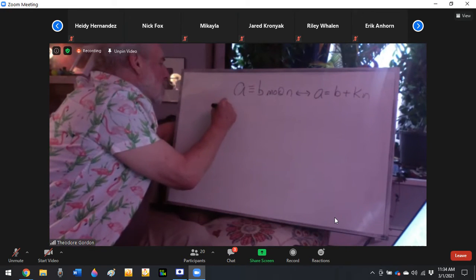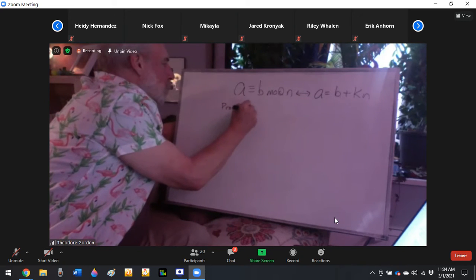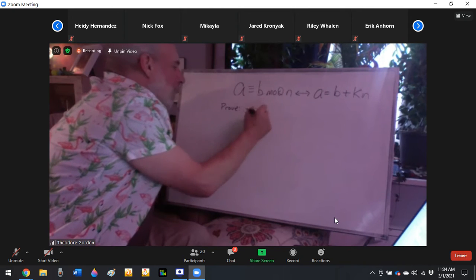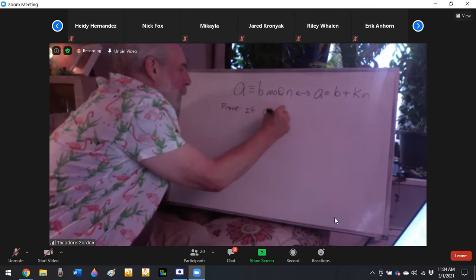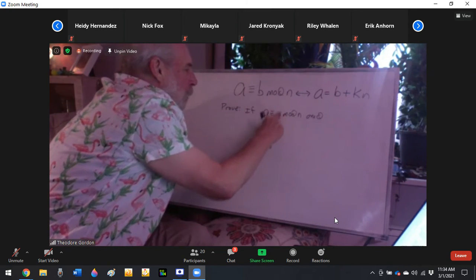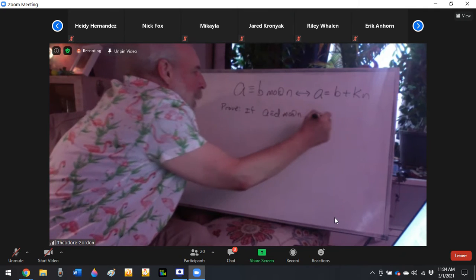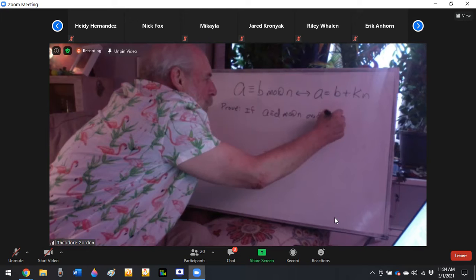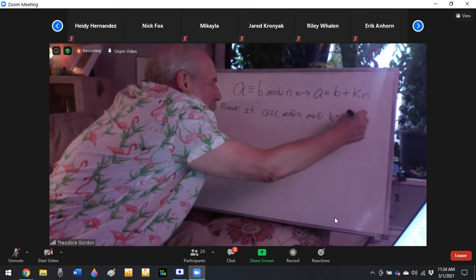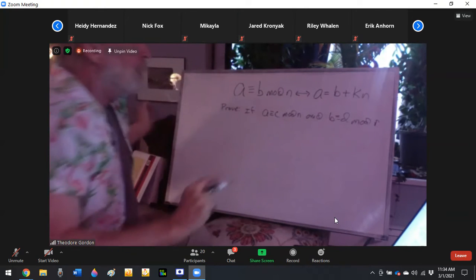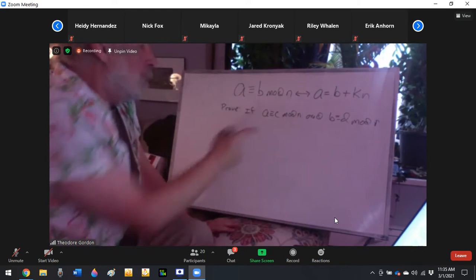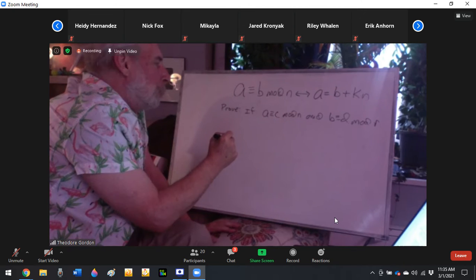So prove, if A is congruent to B mod n, and I'm going to change this a little bit. If A is congruent to C mod n, and B is congruent to D mod n. The reason I'm using A, C, and B, D here is that it matches the homework that's coming.